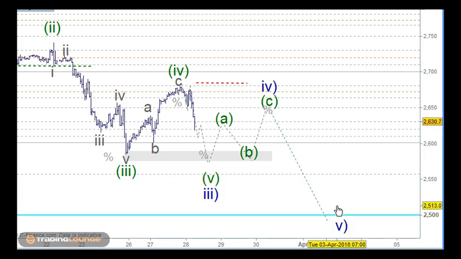Once we get down here, we'll be switching our equity trades from short to long as well for the next journey to the upside.